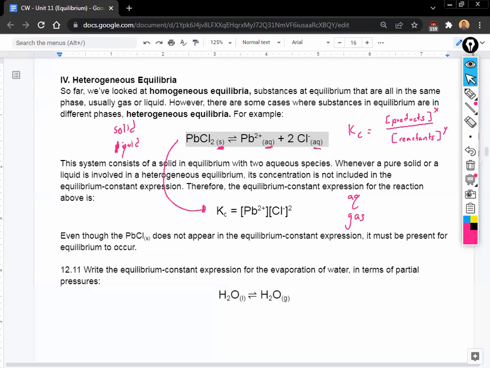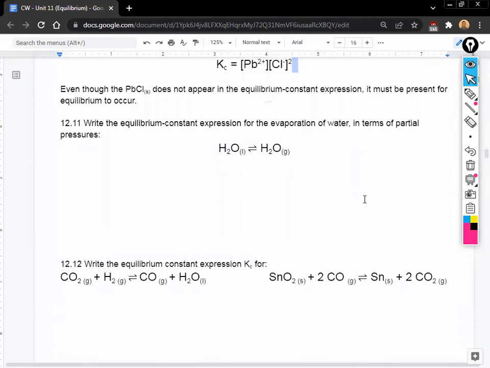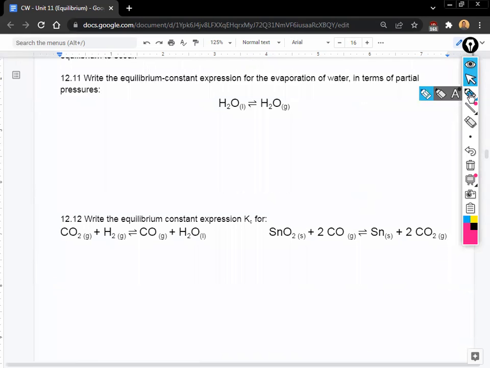Alrighty, guys, let's go over this one. Should have been pretty simple. We said just now that we do not include pure compounds, pure solids, and pure liquids in the equilibrium constant. So if we take a look at this reaction, all we're going to do is write the concentration of the gas, H2O gas, and this is it. This is the equilibrium constant expression for this reaction. Should we label it like gas? No, just leave it. If it's in there, we assume it's gas, and well, H2O can't be aqueous.